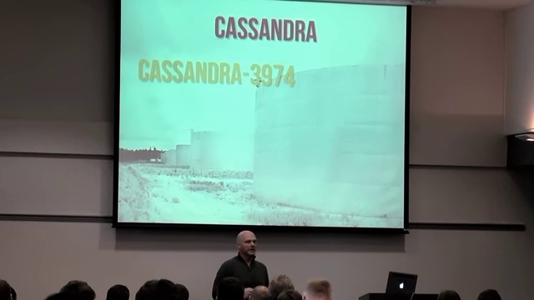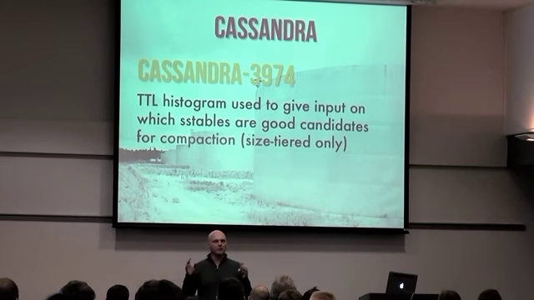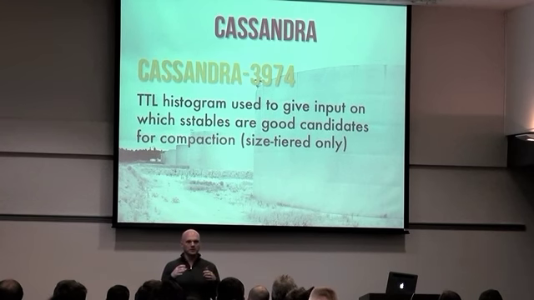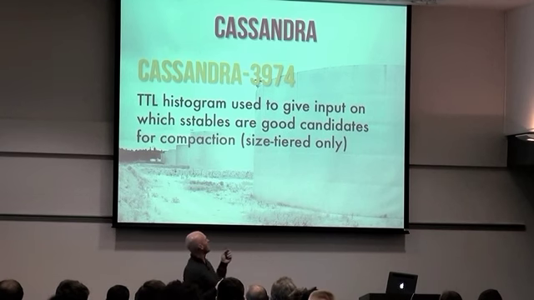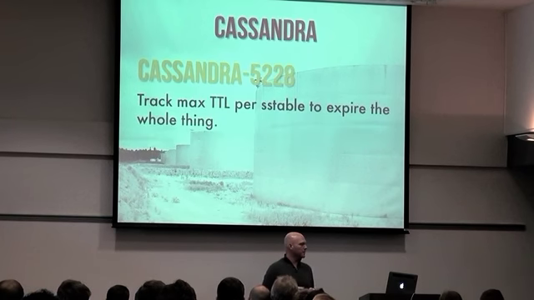Another one is Cassandra 3974, and this is the one that set up TTL histograms so that the compaction strategy can know whether or not an SSTable is a really good candidate to compact. And this will only apply if you're using size-tiered compaction, but this is obviously something that's also good.